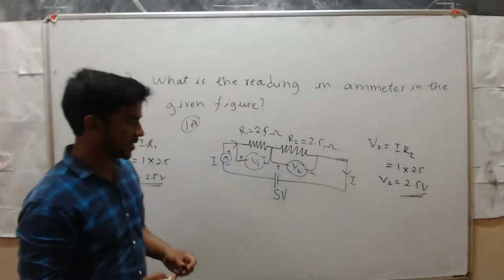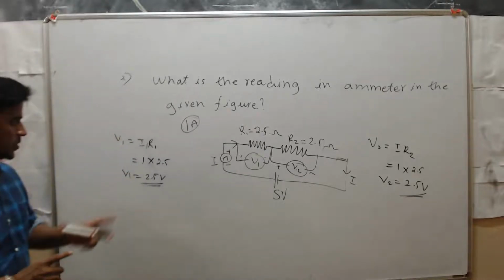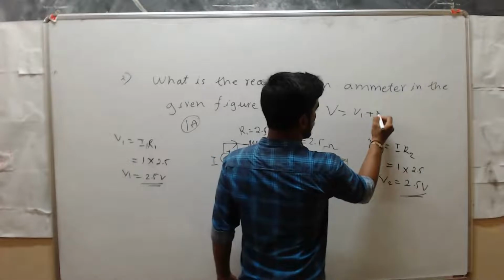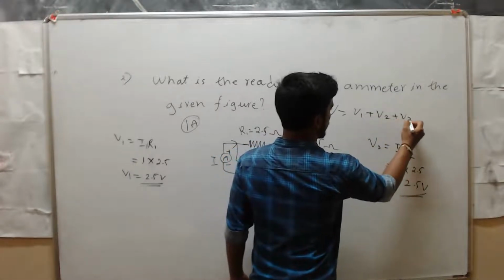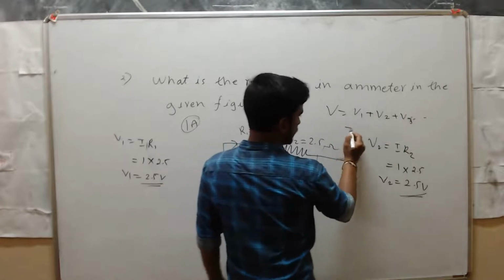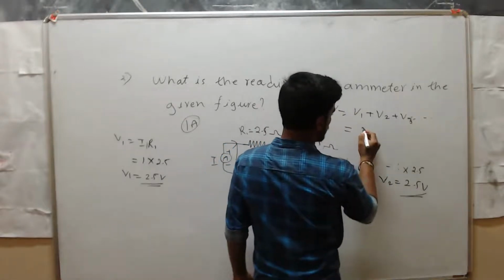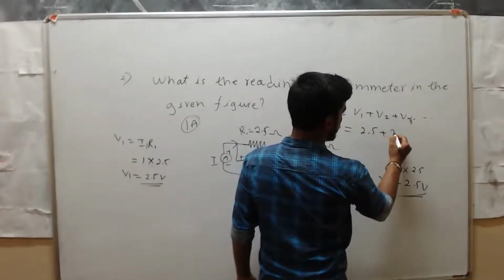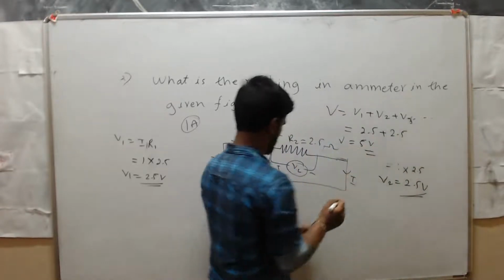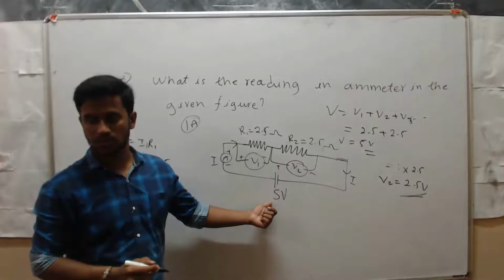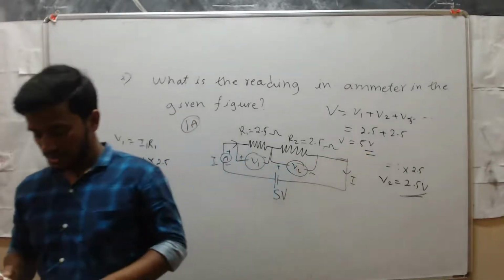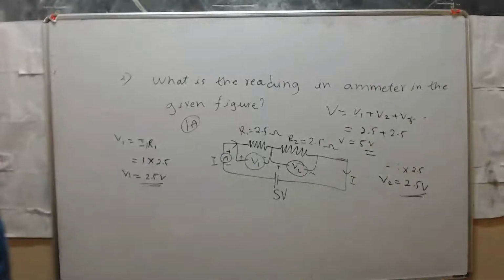Okay, so you can check whether you made a mistake or not. See, we know this formula, right? V is equal to V1 plus V2 plus V3. So V1 is 2.5 plus V2 is 2.5. What is the total voltage? So V is equal to 5 volt, and here also 5 volt. So clear, right? Yes. So next one.